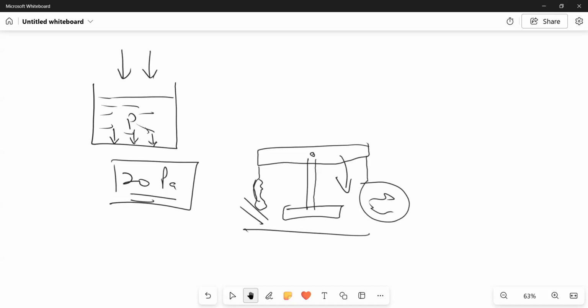Sphygmomanometer. That's the name of it. Don't laugh at me, right? It's hard to pronounce. But we just say it's a pressure gauge, or a blood pressure gauge, or a blood pressure monitor.